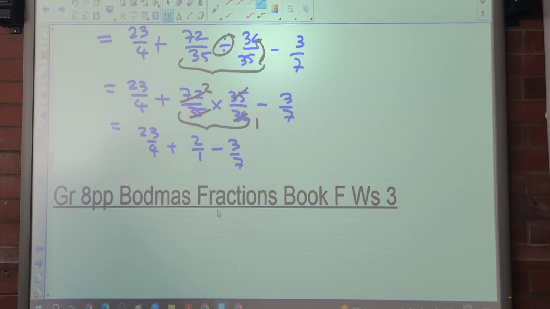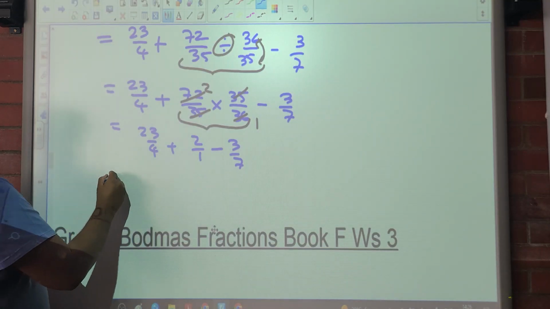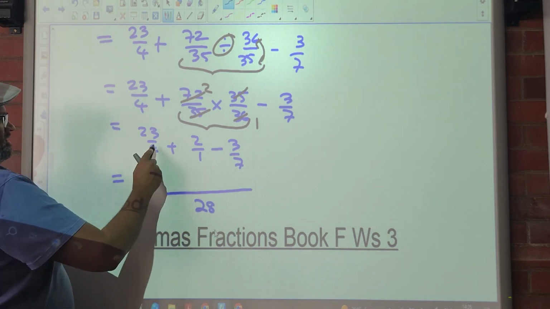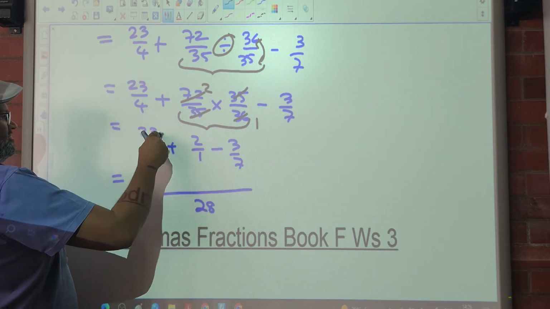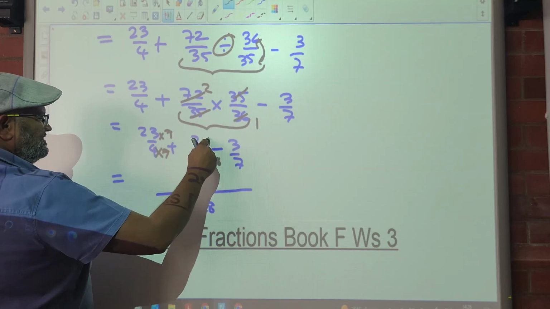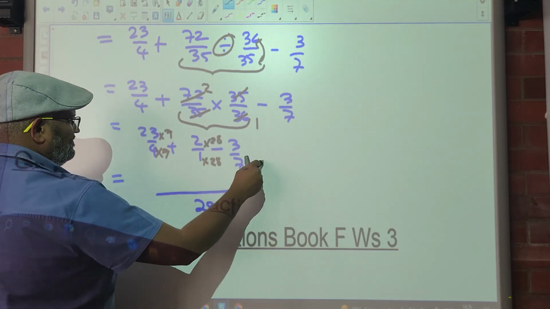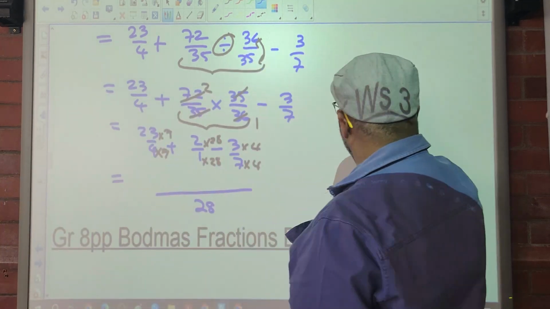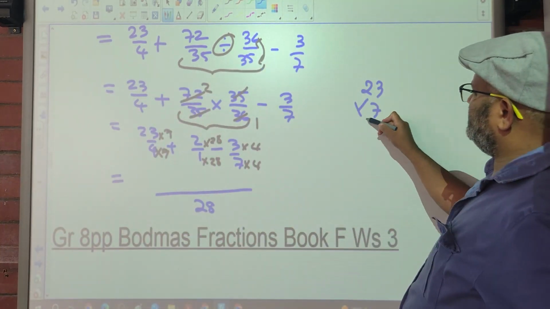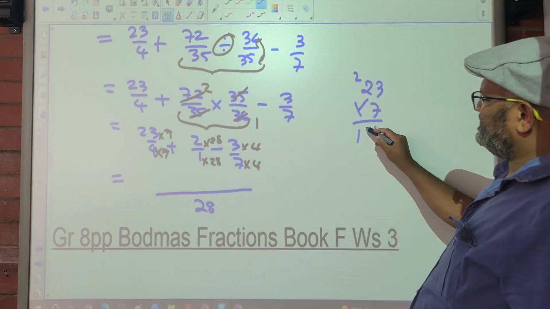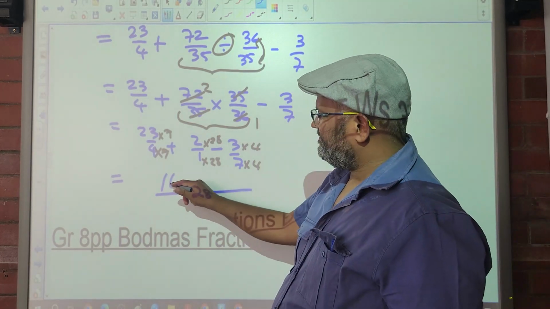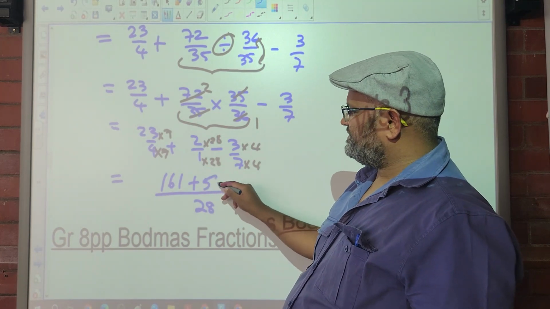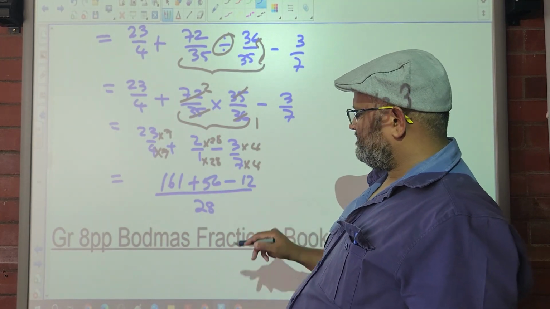Okay, and what's your LCM here? 28. Not so? Now let's multiply this by 7, that by 28, and this by 4. Now 23 multiplied by 7 is 161. 28 times 2 is 56. Minus 12.